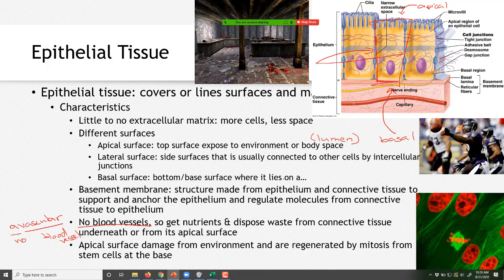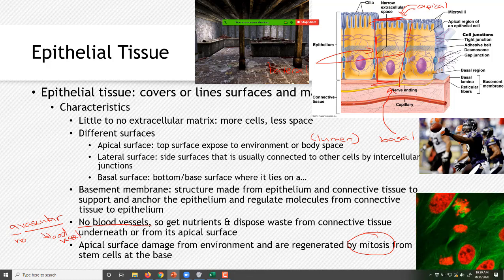Once again, the apical surface is on the surface, right? It's next to the top here. Because it's close to the environment, it's going to be damaged, and if it gets damaged, then we need something to replace it. How do we replace it? Well, we replace it by having cells undergo mitosis. Mitosis is cell division, so it will end up replacing the damaged cells that are above it. And this usually occurs using stem cells. So that's some characteristics here.